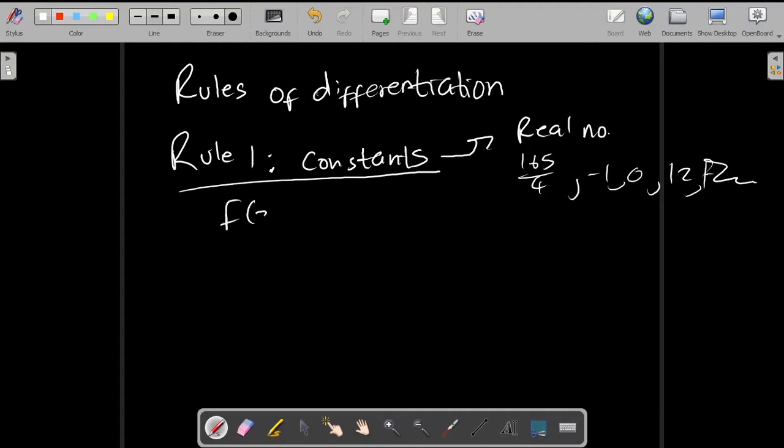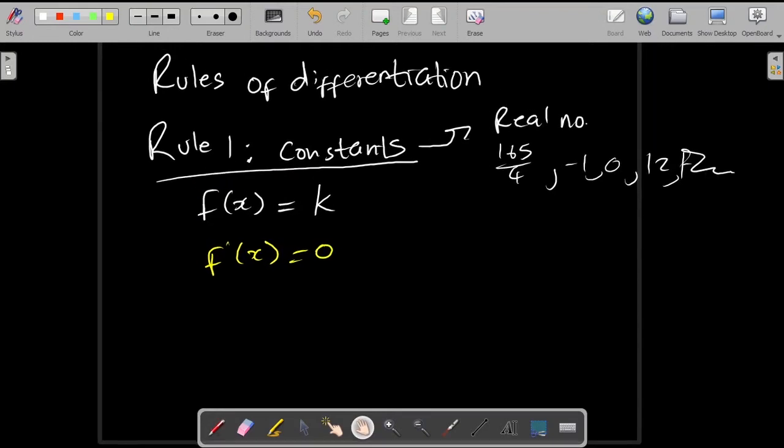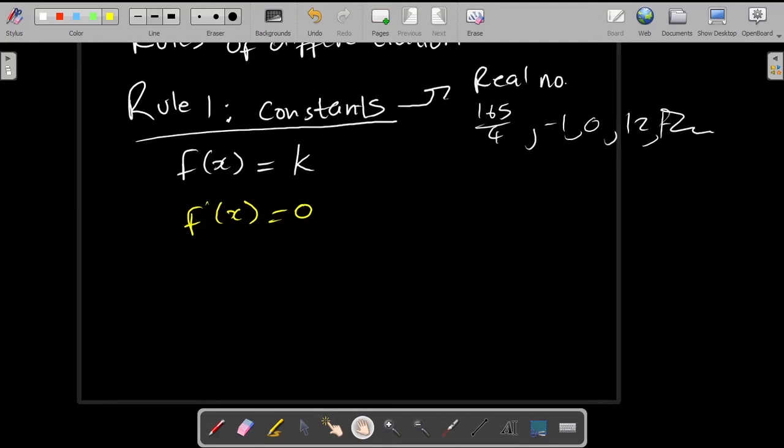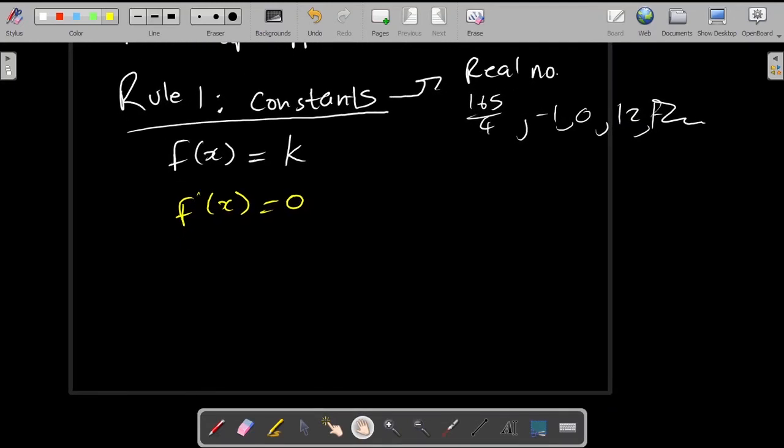So let's say we have f of x equals a real number. We can call it k, and this k is just a holder for just about any constant, any real value that you can think of. Now if you have this real value, the derivative, so f prime of x, would be 0. This is what the first rule says: if you have a constant, its derivative is just 0. After talking about rule 2, we'll come back to this and see how it works out. So rule 2 would be the power rule.